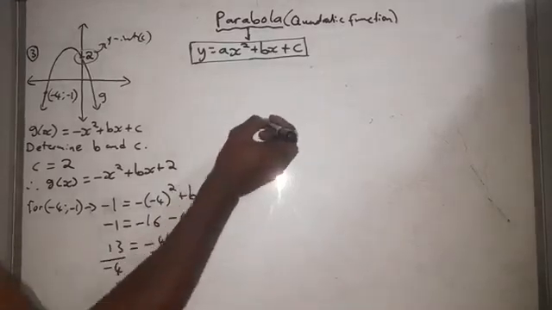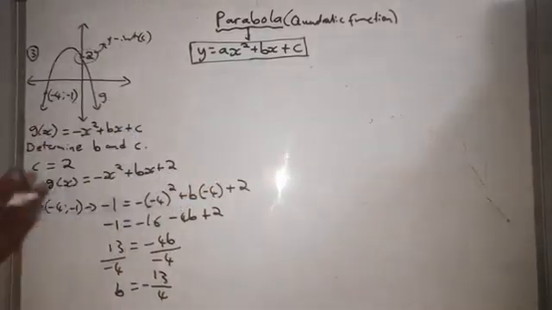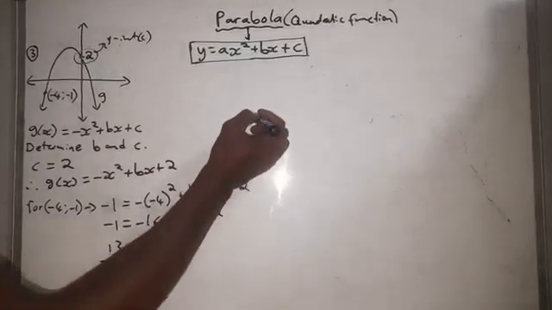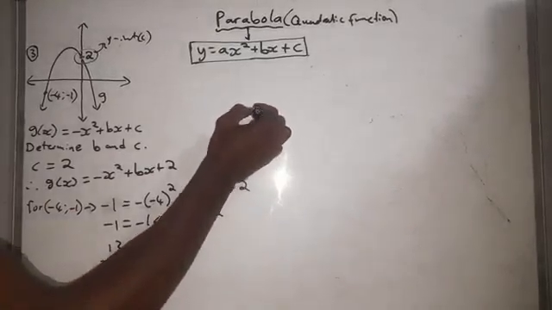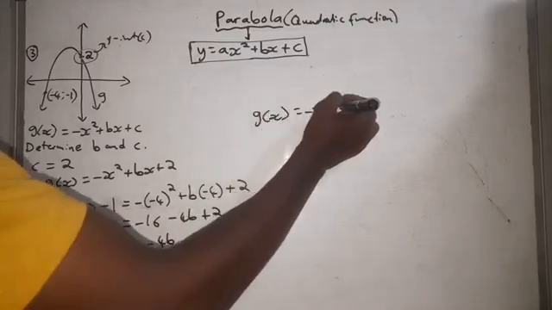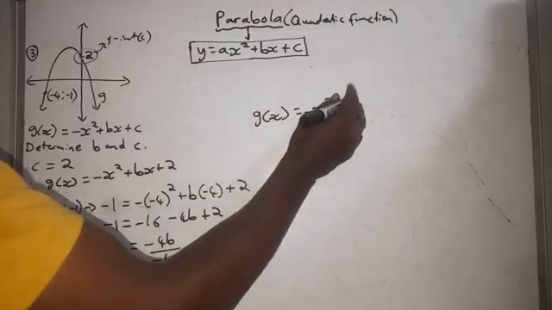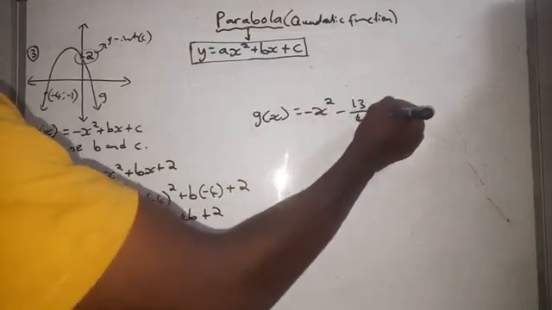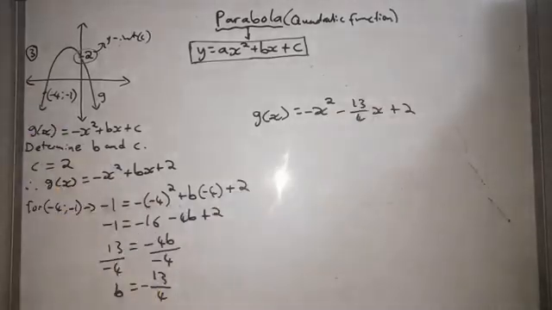And therefore, to help you in the following question, you may complete the equation: g of x is now -x squared plus (-13 over 4)x, for B, plus 2. That will be the value of g of x in terms of x. So that's all for this video. Thank you for watching.